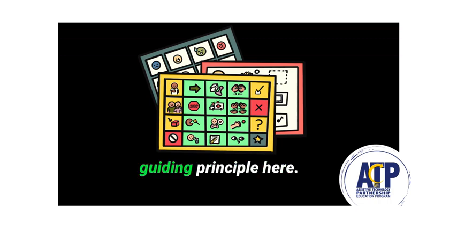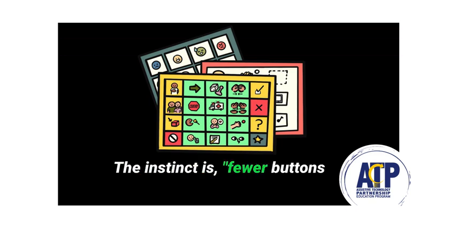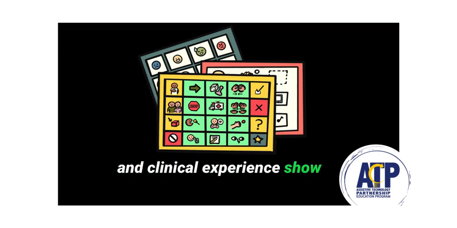Right, and that's really the guiding principle here. You want to choose the largest grid the person can accurately access with their vision and motor skills, not the smallest grid they can cognitively understand. Which sounds backwards to a lot of parents and even some clinicians. The instinct is fewer buttons must be easier. But research and clinical experience show that limiting vocabulary can actually slow language development, not help it.